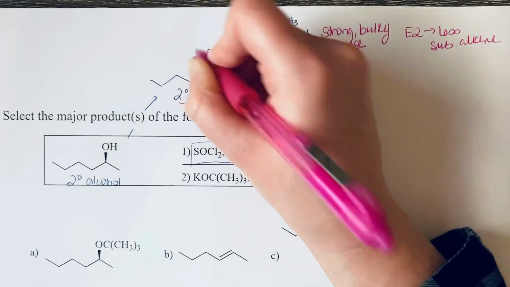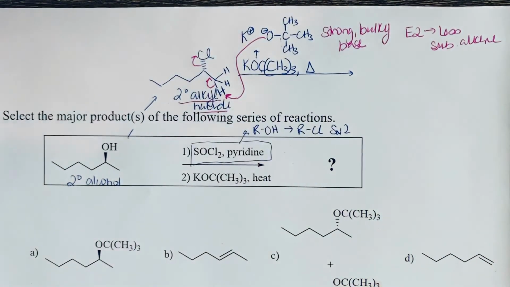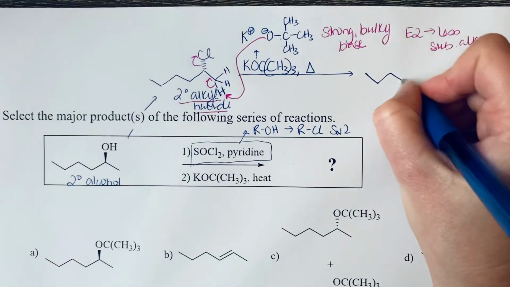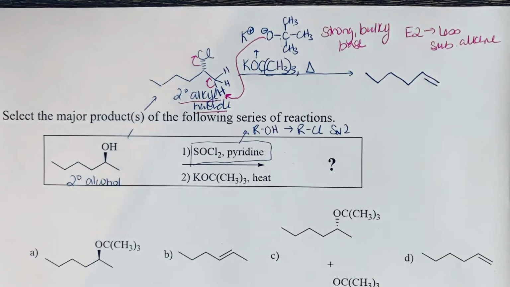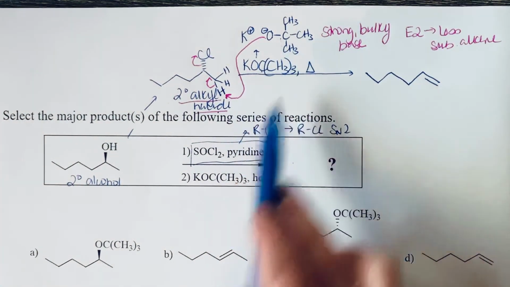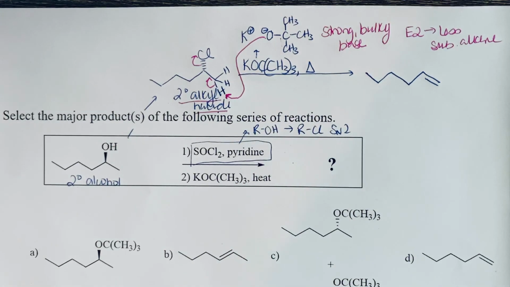And so what this is going to do is form the alkene terminal at the end of the chain. All right, and that's the result of this bulky base doing that E2 reaction. And so we can see that that is option D.